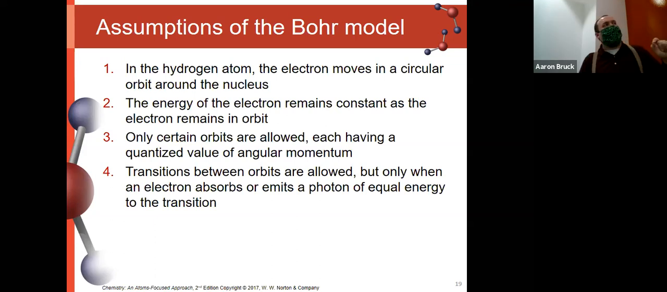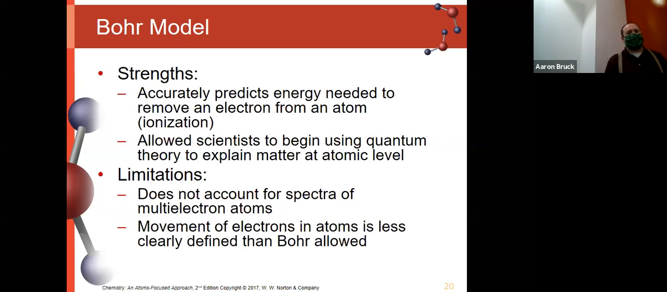And transitions can occur from one orbit to the next, provided that an equal amount of energy is either absorbed and the electron goes up, or released and the electron goes down. But those photon energies are always going to be equal to the difference in energy between the levels. So those are the fundamental assumptions of the model. And again, the model works pretty well, all things considered. But there are some issues with it.